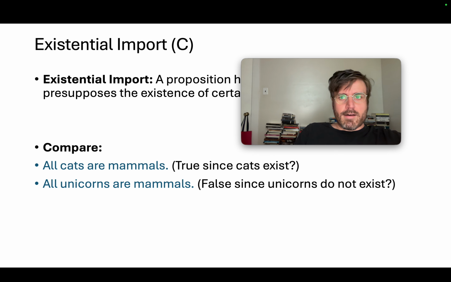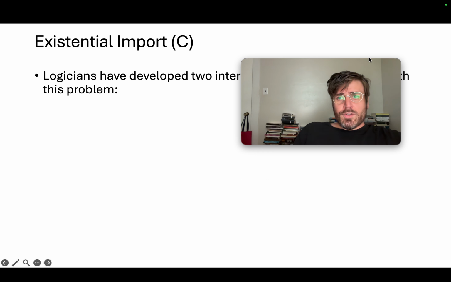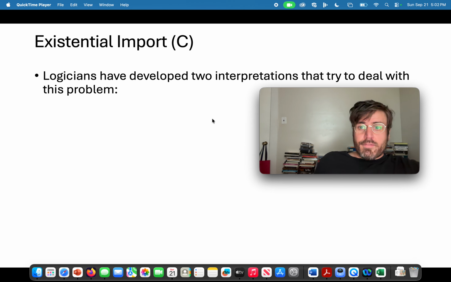Can we speak of valid arguments with class terms that don't necessarily exist in the real world? Well, for some logicians, yes, that's fine because we're only looking at the structure. But for others, no, the existential import is a factor. So to simplify things a little bit here, we've divided up logic into two broad interpretations that have different approaches to the question of existential import.